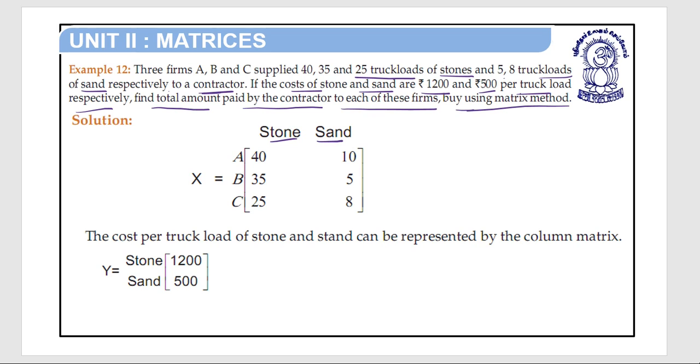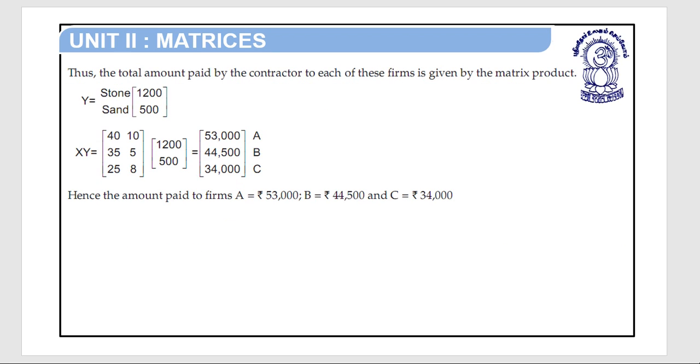Stone and sand, and the firms are A, B and C. So stone is 40, 35, 25 and sand is 10, 5 and 8. The cost per truckload of stone and sand can be represented by a column: stone rate is 1200 and sand 500. Thus the total amount paid by the contractor to each of these firms is given by the matrix product XY: 40, 10, 35, 5, 25, 8 multiplied with the prices of stone and sand, 1200, 500.